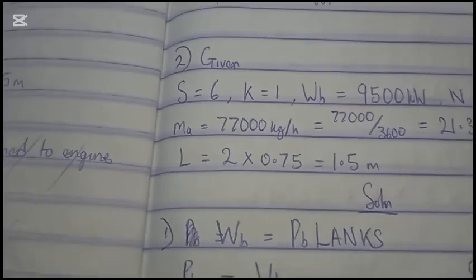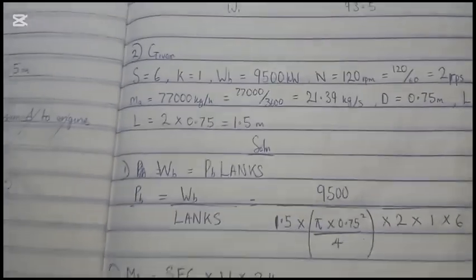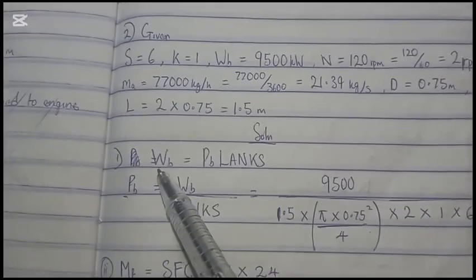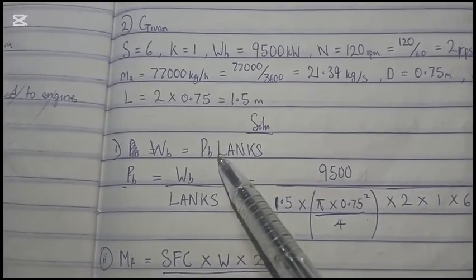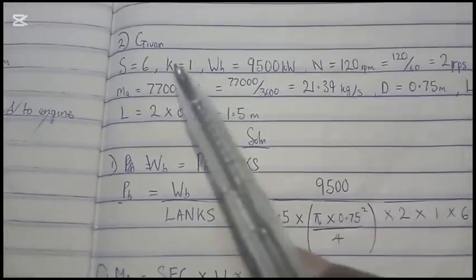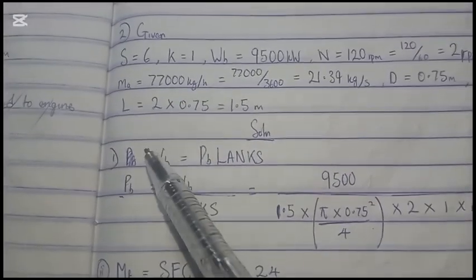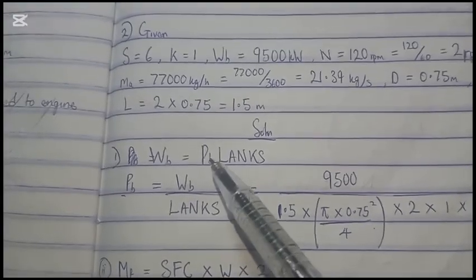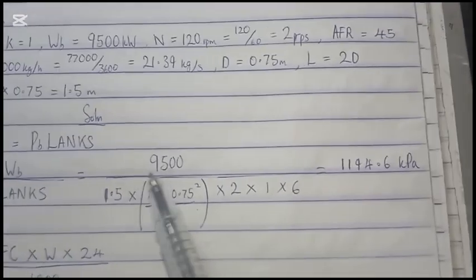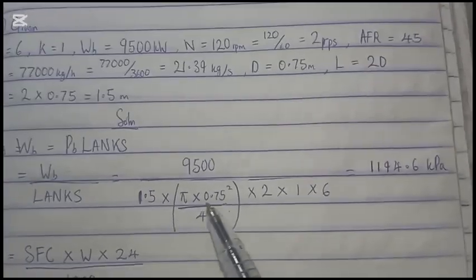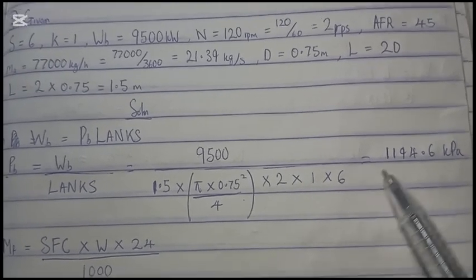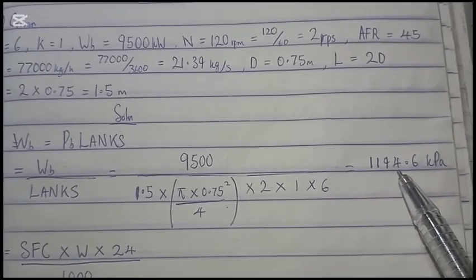Now, in the question we were asked to look for our brake mean effective pressure, and we know that WB is equal to PB times length times area times engine speed times K times S. We were given WB in the question, and we were given all the parameters necessary to find length and area. So what we don't have is PB. So let's make PB subject of the formula, that is WB over length, area, engine speed, K and S. We put in our values to give you 1,194.6 kilopascals.